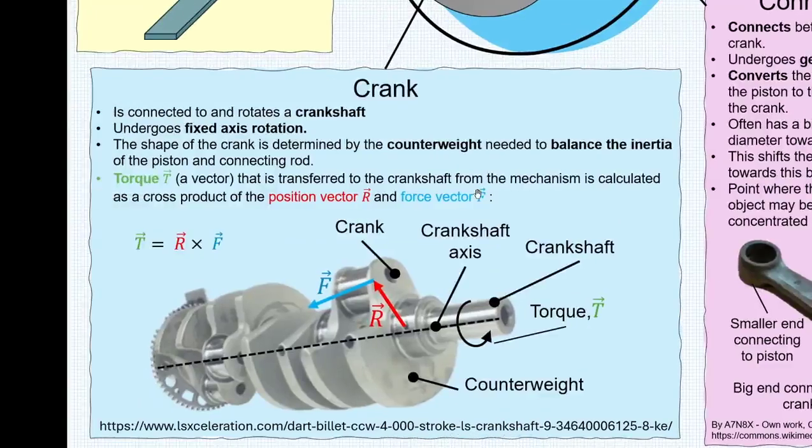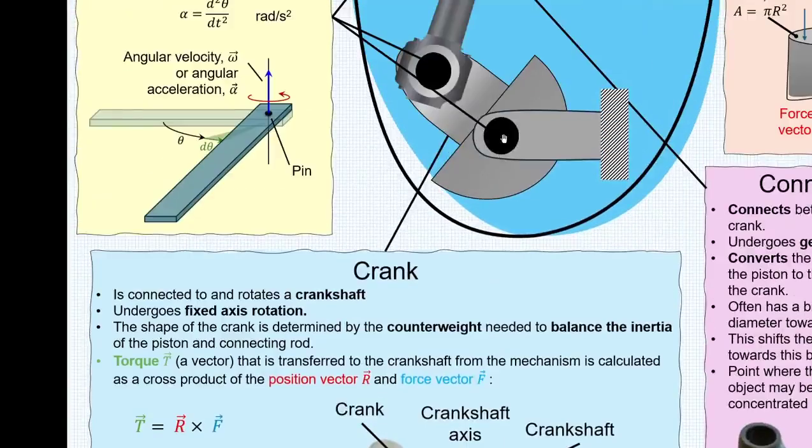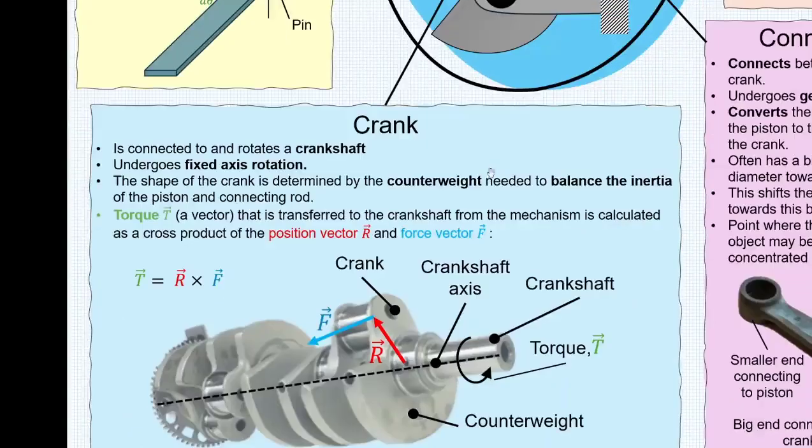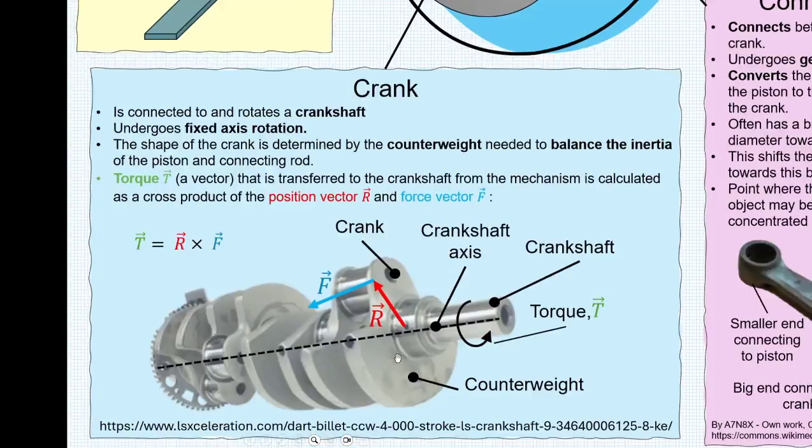The next component is the crank. The crank is connected to a crankshaft, which is coming in and out of this page and is shown over here. The crank undergoes fixed axis rotation about the crankshaft. The shape of the crank is quite interesting. That is because it has a counterweight that is needed to balance the inertia of the piston and the connecting rod. Here is where we can see an application of the cross product. For example, the torque is a vector that is calculated from the cross product between the position vector, shown in red here, and a force vector, shown in blue.